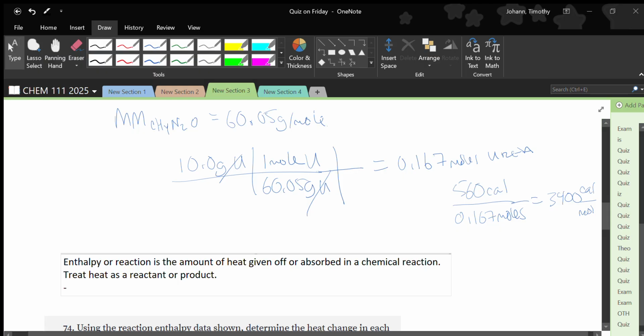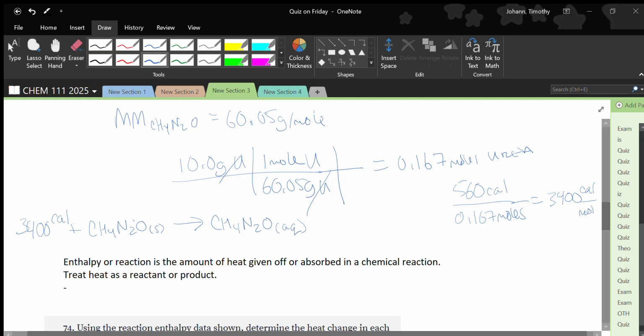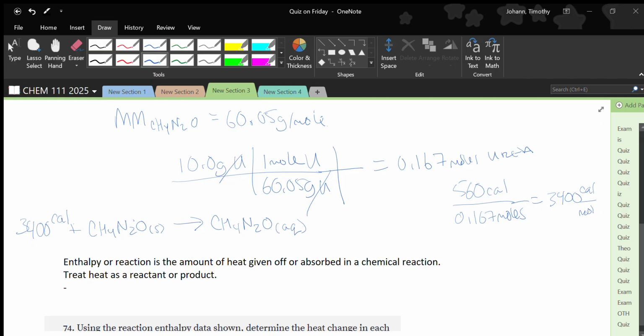So in other words, if we were to write our reaction up here, we'd have urea solid going to urea dissolved, so aqueous, right? And we would have 3,400 calories as written right here. Okay, and let's go ahead and put it per mole.